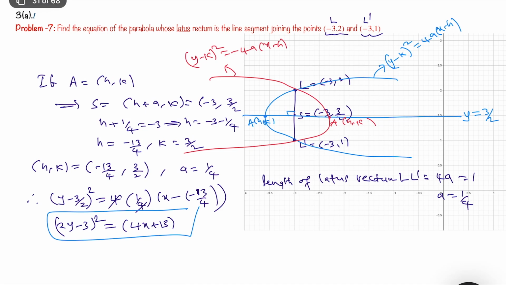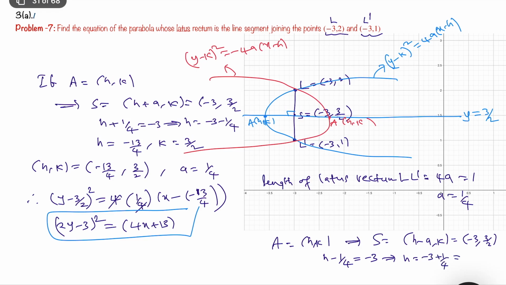Similarly, if you want to find the parabola which opens to the left side, if the vertex is h comma k, then the focus should be h minus a comma k, which is given as minus 3 comma 3 by 2. In this case, h minus 1 by 4 equal to minus 3 implies h equal to minus 3 plus 1 by 4, which should be minus 11 by 4, and again k equal to the same 3 by 2.